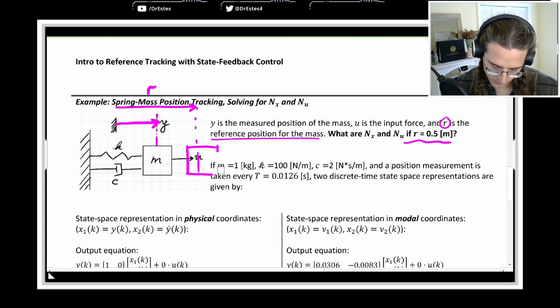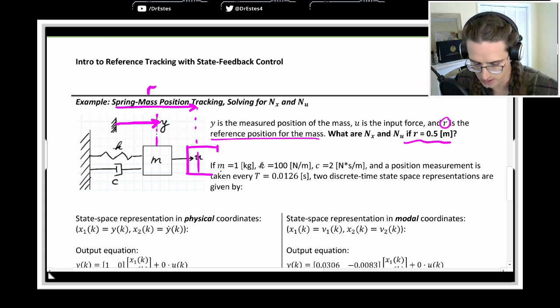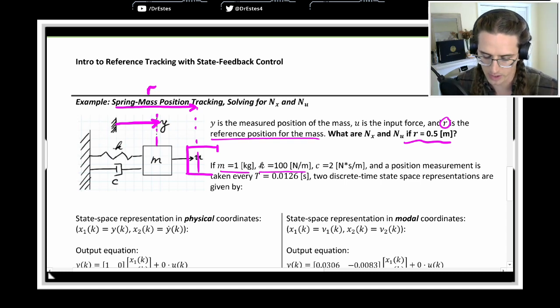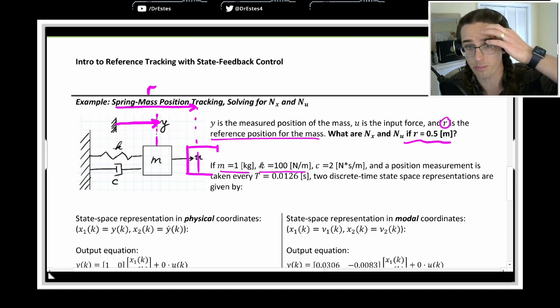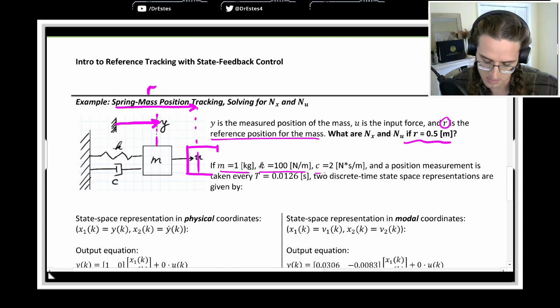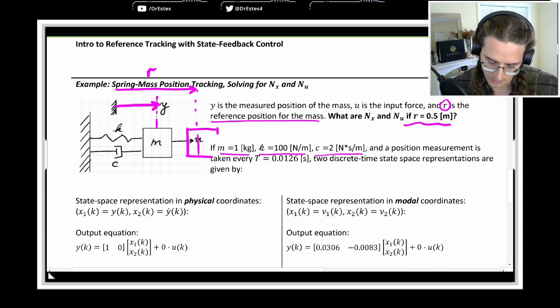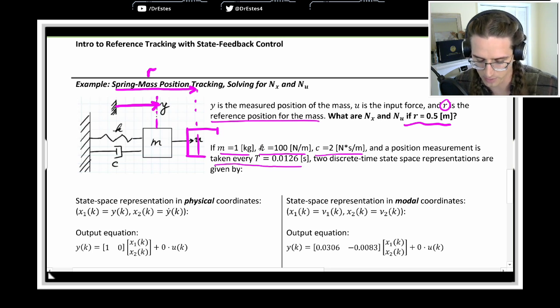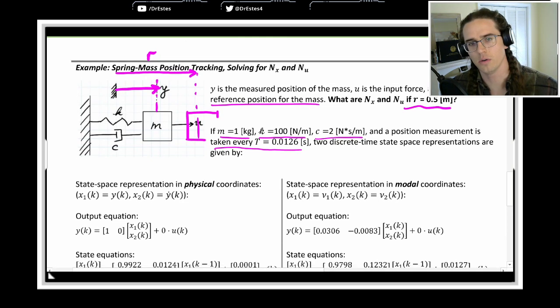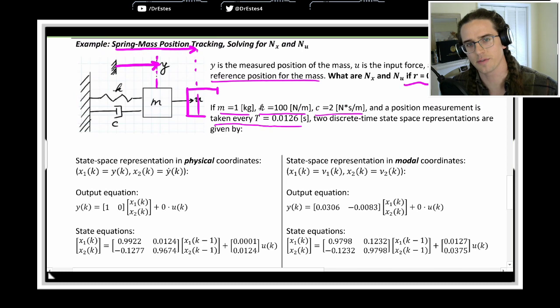Okay, so here's some specifications. Let's say the mass is one kilogram. This is the stiffness of the spring, 100 newtons of force per meter of deflection. We have some damping. And this is a digital system, so let's say we get a measurement of the position every hundredth of a second.